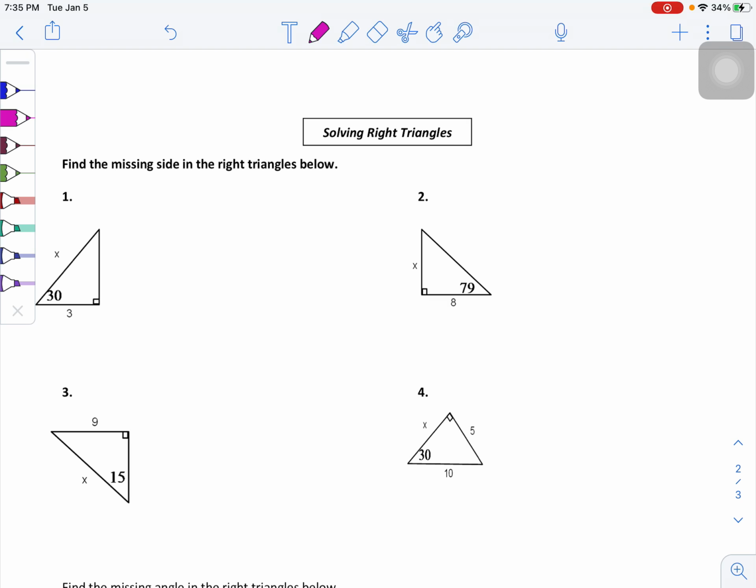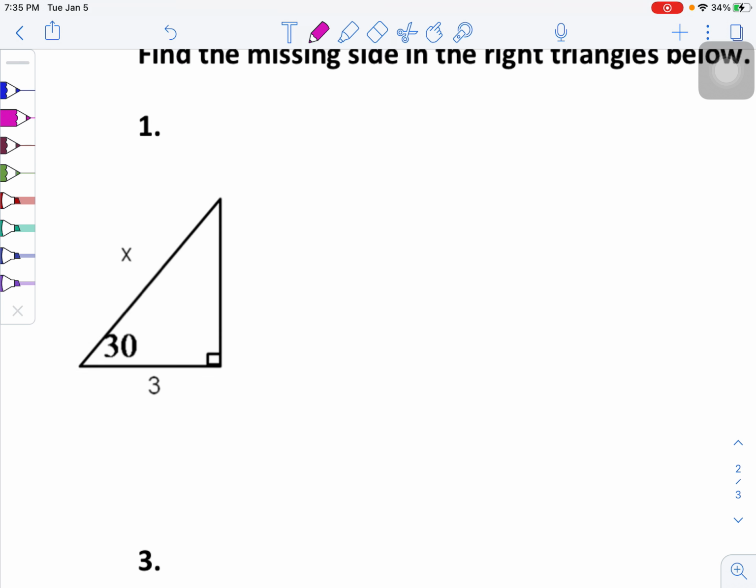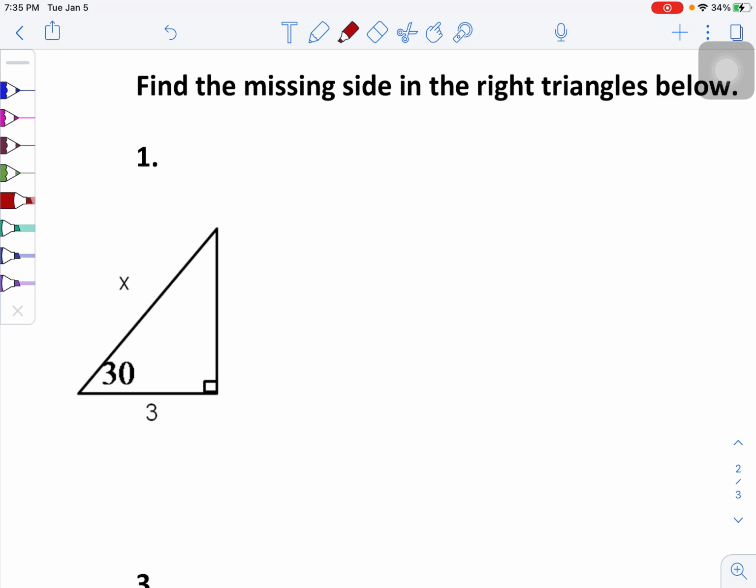Okay, so in this video, we're going to go through the second page of the note sheet, which is going to involve actually solving right triangles for missing information. So let's get into problem number 1 here. Clearly, we are looking for x, okay?